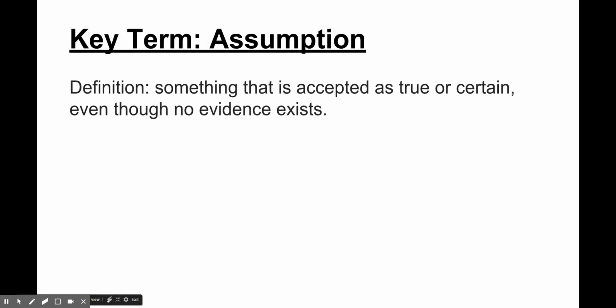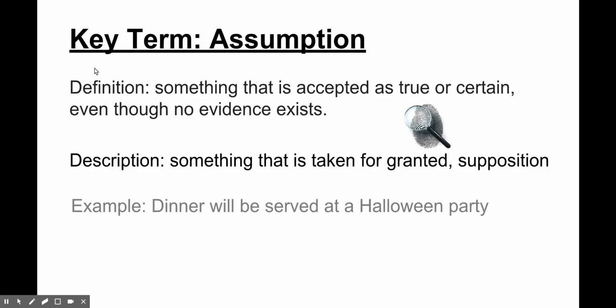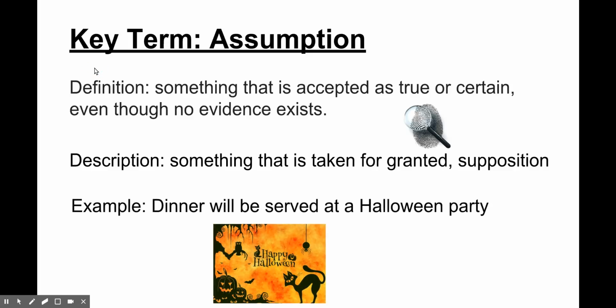Key term, assumptions. Assumptions are defined as something that is accepted or certain, even though no evidence exists. It can be described as something that is taken for granted, or to use a bigger word, a supposition. An example would be going to a Halloween party and assuming that dinner is going to be served, even though the host never communicated that to you.